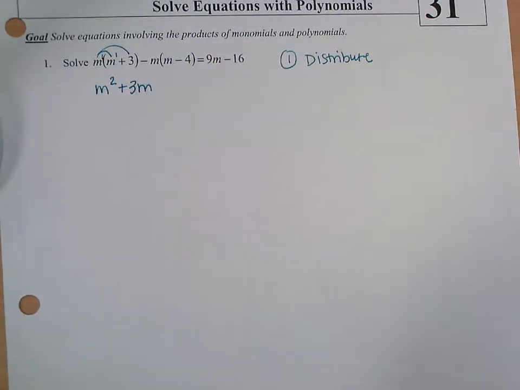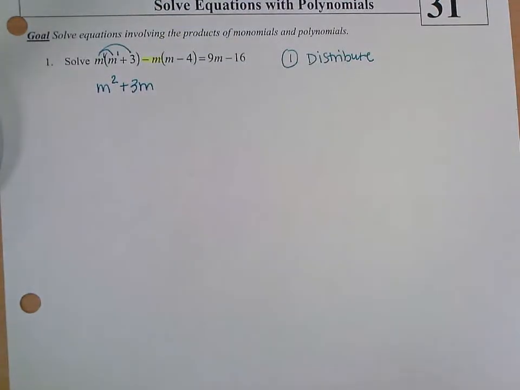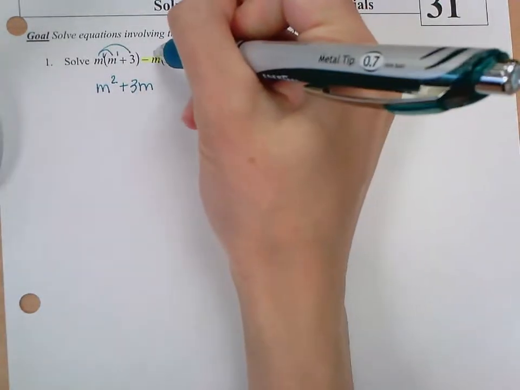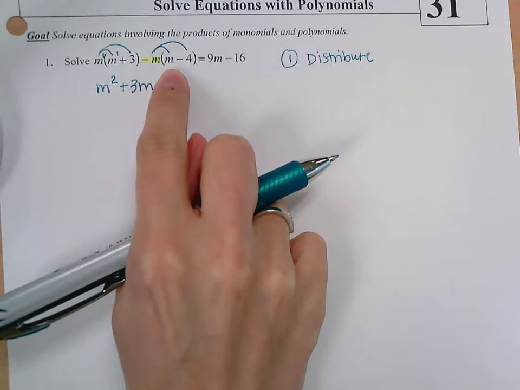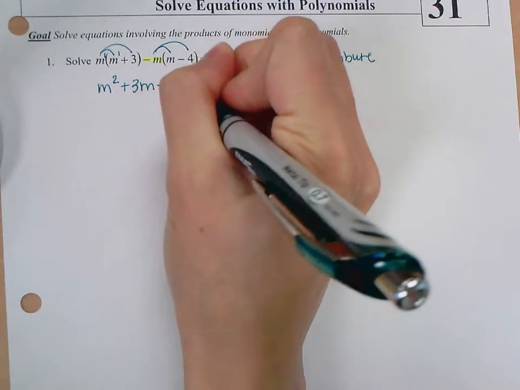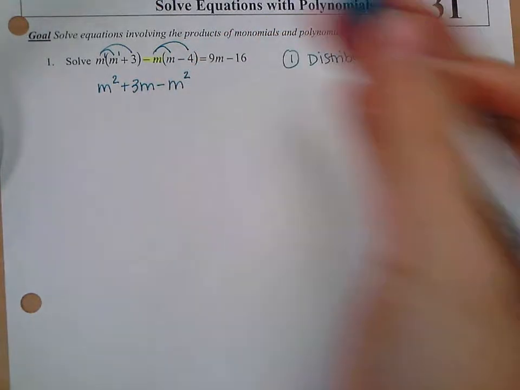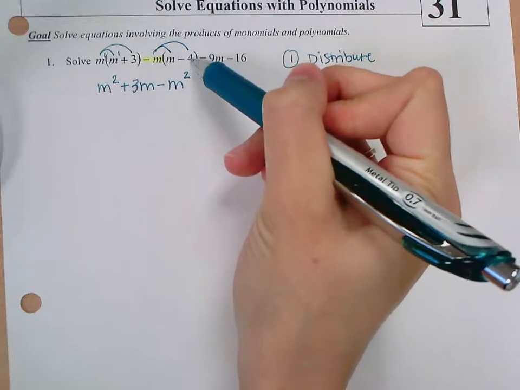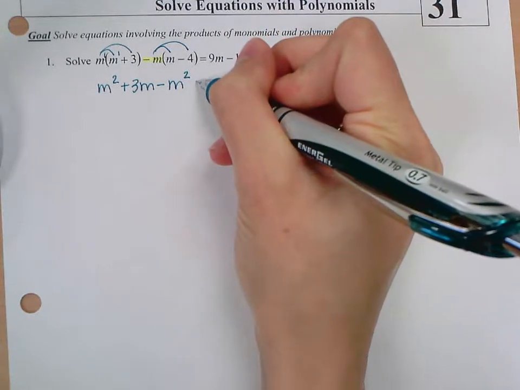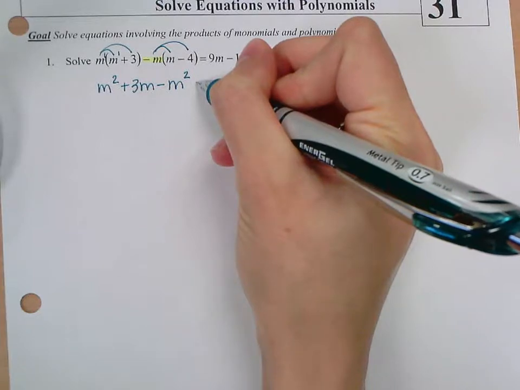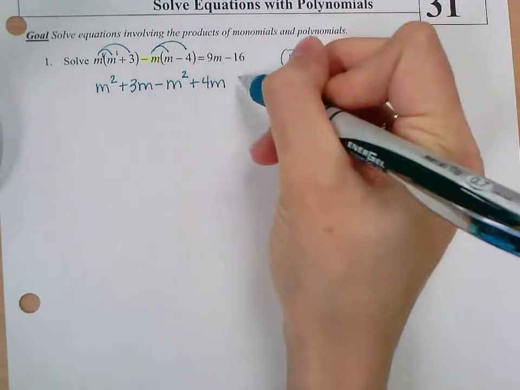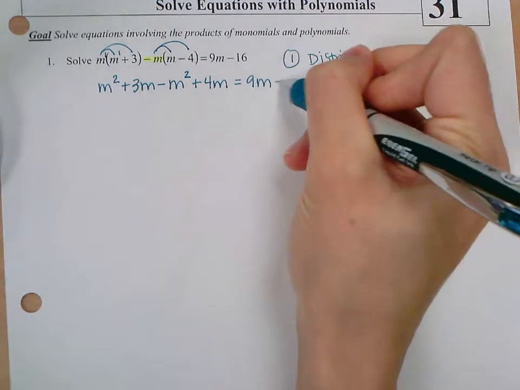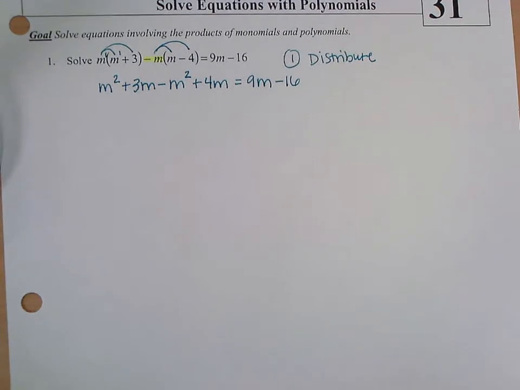Now here, make sure you are distributing the minus with the m. So what is negative m times m? Negative m squared. And then negative m times negative 4. It'd be 4m, positive 4m. And then I still have my equal sign. I still have the 9m minus 16 because there wasn't anything I needed to distribute on the right side of that equation.